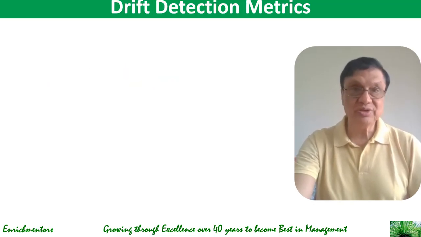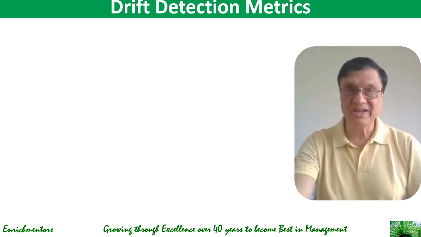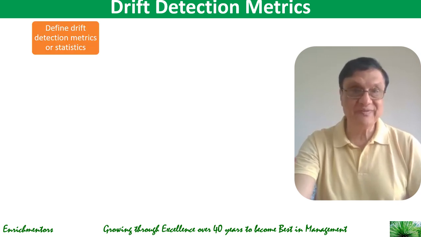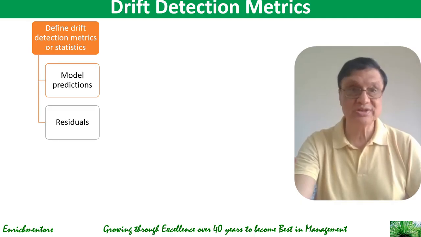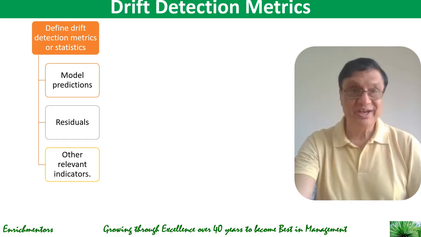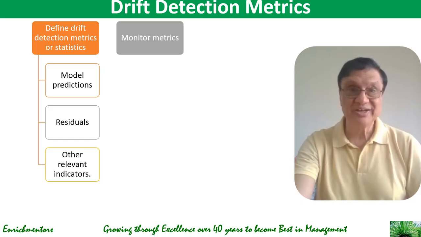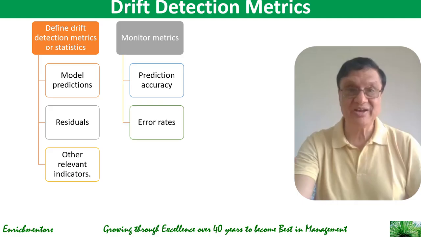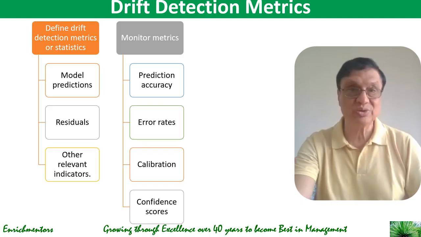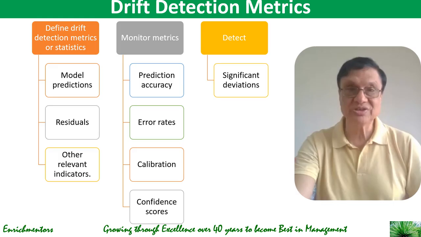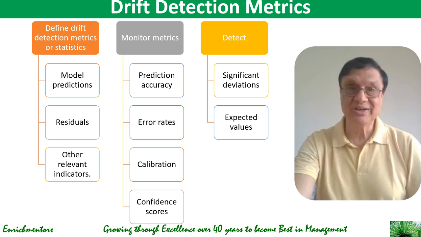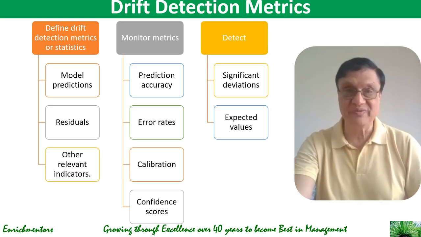Also, you need to be clear on what the drift detection metrics are. You need to define the drift detection metrics or statistics based on your model predictions, residuals, or other relevant indicators, and monitor such metrics, like prediction accuracy, error rates, calibration, or confidence scores, and detect significant deviations from the expected values. So after having learned the techniques, you use the metrics to figure out whether the model is drifting.